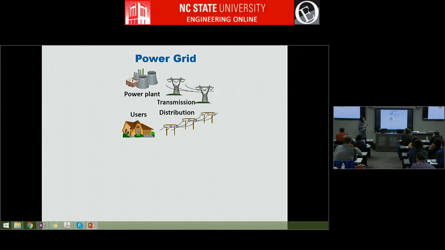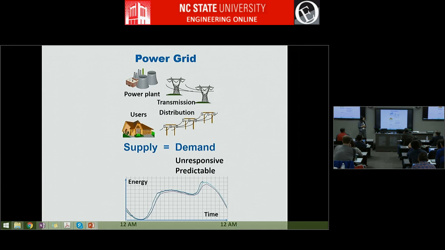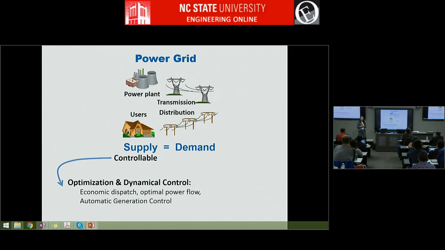If we look at the demand side, as consumers we have a lot of freedom. We can make decisions by ourselves, deciding when to use and how much to use. Fortunately, the aggregate demand profile is predictable. What do I mean by that? Look at this data. For different days, the aggregate demand follows similar patterns. Because of the predictable behavior of demand, we can control the generation side. And fortunately, most power plants in the current grid are controllable. We don't have a huge number of power plants, and all of them can be controlled.